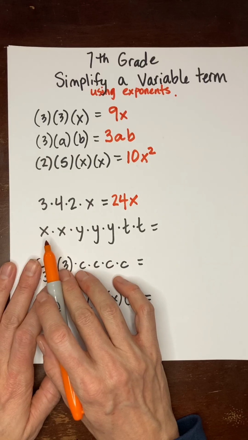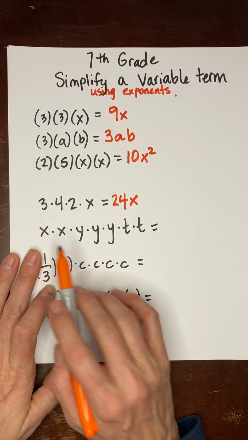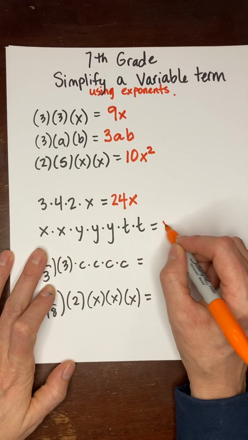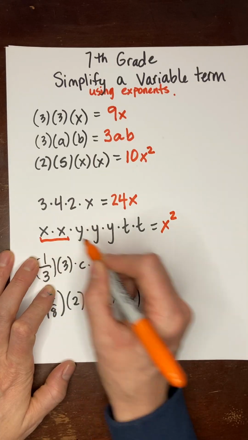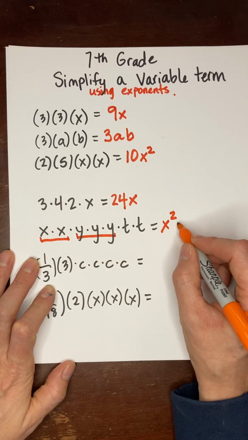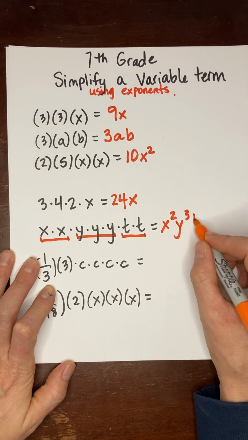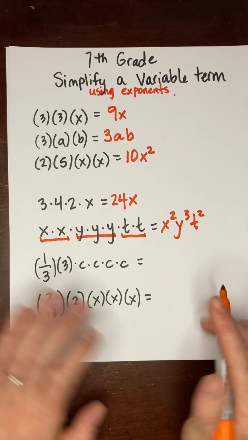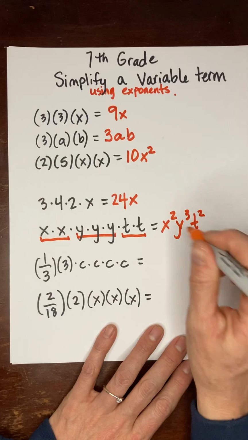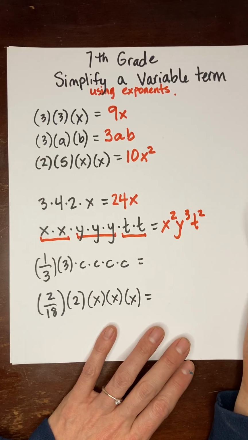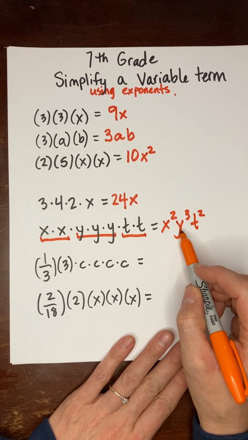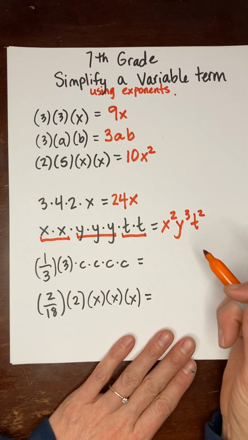Here I don't have any numerical coefficients, so I just have my variables. I have two x's, so I have x squared, right? I have 3 y's, so y cubed, and I have 2 t's, t squared. You notice I didn't put any parentheses, I didn't put a dot. I could have put a dot in between, but it's not necessary. With variables, I can write them side by side, and that means multiplication.